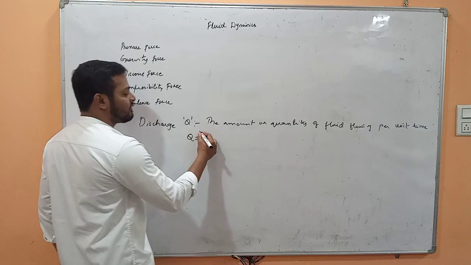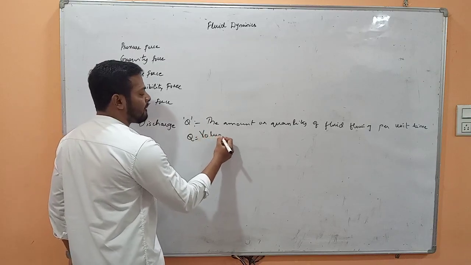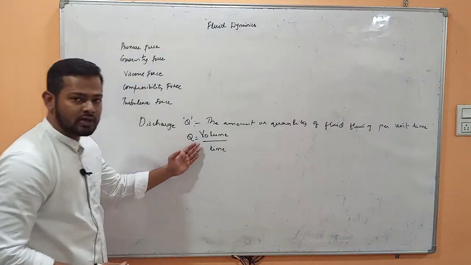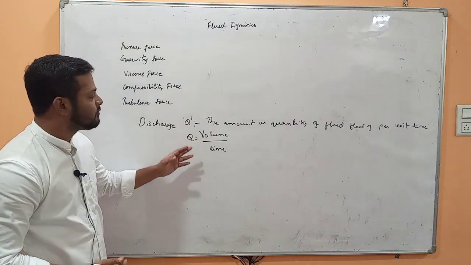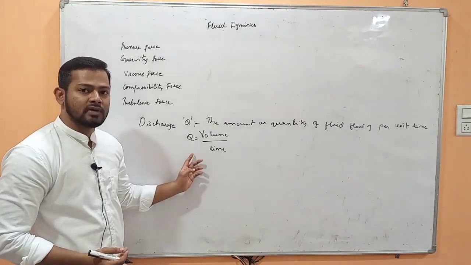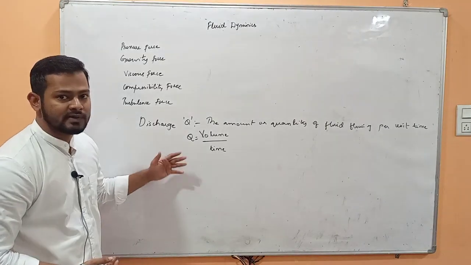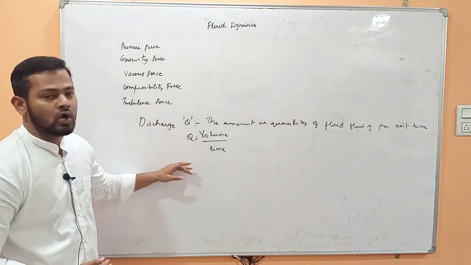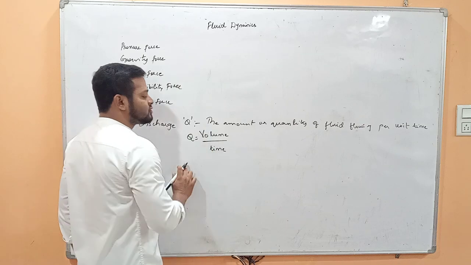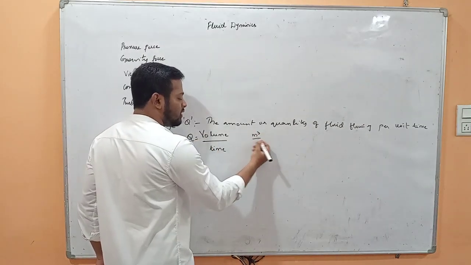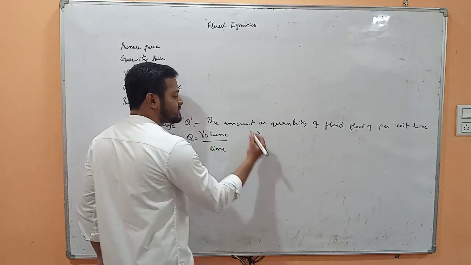So the general formula is volume by time. How much volume is flowing in some amount of time? For example, if I say 1 liter per second, that means 1 liter of volume is coming in 1 second. If I say 5 liters per second, it means from that section 5 liters of volume is coming in 1 second. So volume by time. What is the SI unit of volume? Volume is meter cube and the SI unit of time is second.